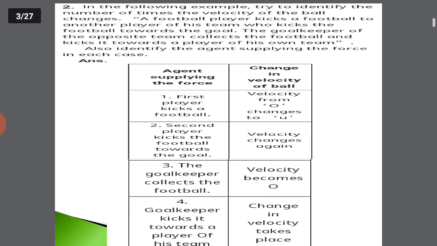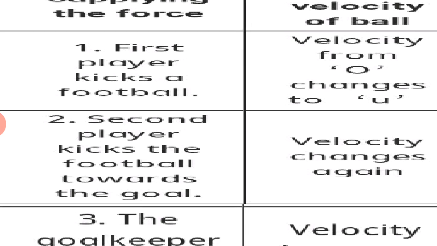Now, in the following examples, try to identify the number of times the velocity of the ball changes. A football player kicks a football to another player of his team who kicks the football towards the goal. The goalkeeper of the opposite team collects the football and kicks it towards a player of his own team. Also identify the agent supplying the force in each case. Okay, let's discuss.